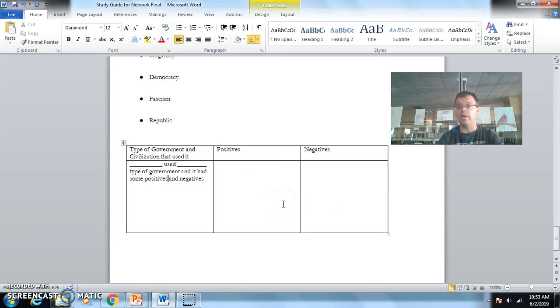And like I said, we're looking for evidence. We're looking for about 3 solid details per question. That means I could put 2 positives and 1 negative. I might do 2 and 2, 2 positives and 2 negatives, just in case I mess one up, so I can get the full points. This is your claim. It can be pretty simple. It's a test, not a paper. You can have a pretty simple claim. And then 1 to 2 positives and 1 to 2 negatives of that type of government and that civilization is what you need to do.